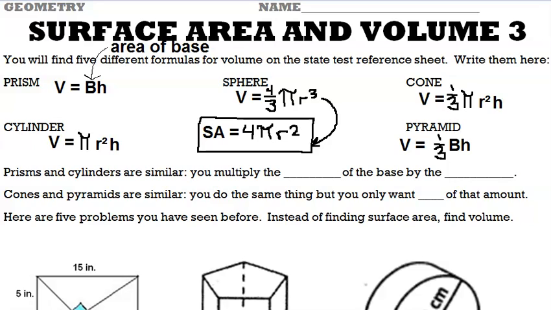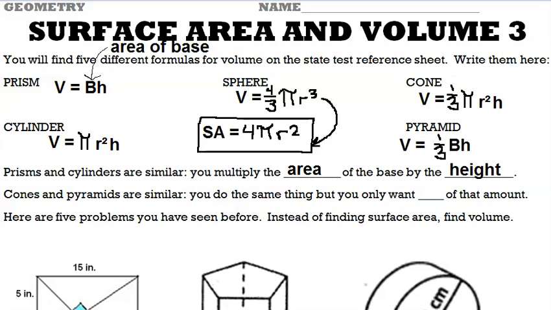So again, we don't really need to work on memorizing the formulas right this second. We just need to practice them. So let's talk about how they are similar. In a prism or a cylinder, you multiply the area of the base by the height.